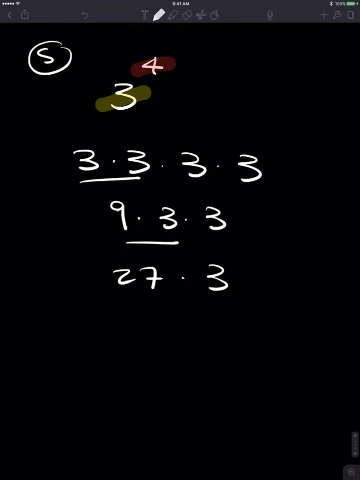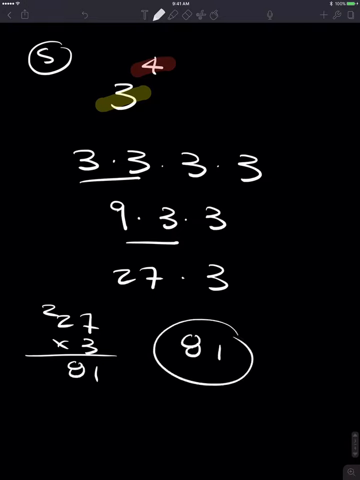27 times 3? Well, let's think about this. We're going to have to bring out our multiplication algorithm. 7 times 3 is 21. 3 times 2 is 6. Plus 2 is 8. Final answer is 81.